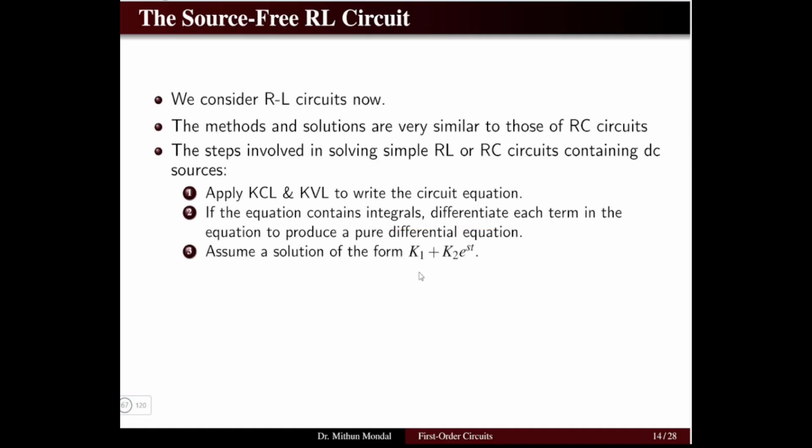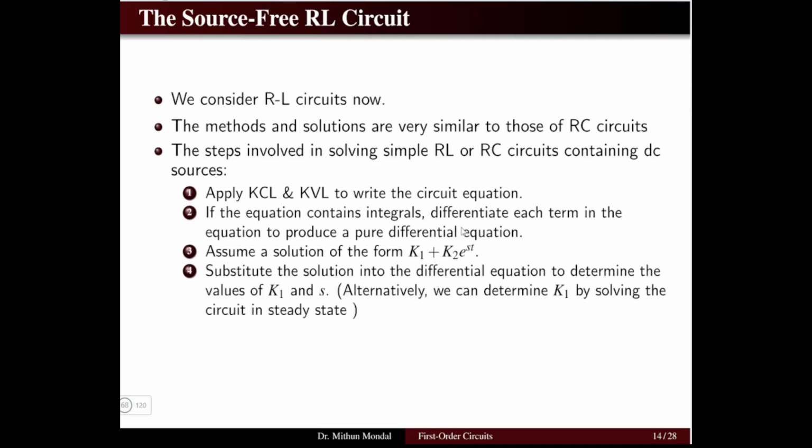Now the general form of the solution is k1 plus k2 e to the power st, right? This is the general form of the solution. Now consider here that I have applied the DC source, whereas in the first case we are discussing the source free. So this general solution is for everything, combining the sources. Now we have to obtain the coefficients k1 and k2, which are the constant terms.